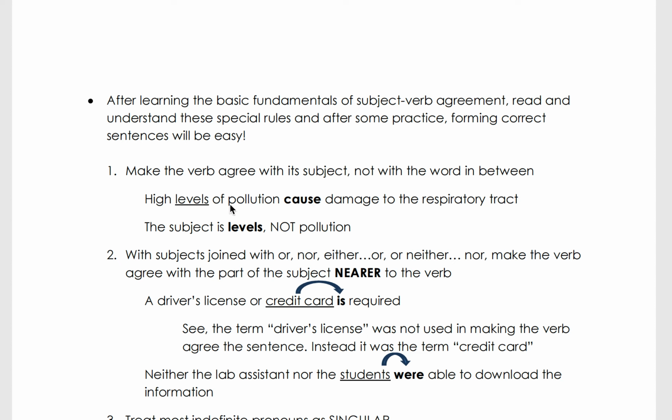So do not be mistaken by pollution, because pollution here can't be a subject. The reason is that there is a preposition here, and a word after a preposition can't be a subject. We call it the object of the preposition, so you cannot make it a subject. The reason the verb doesn't have an s is that high levels is plural, so you have to make the verb plural too.